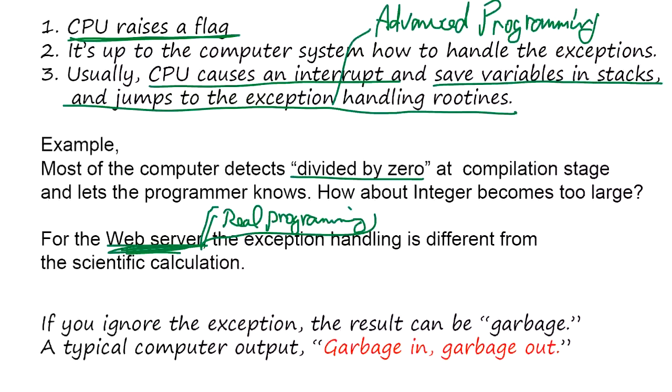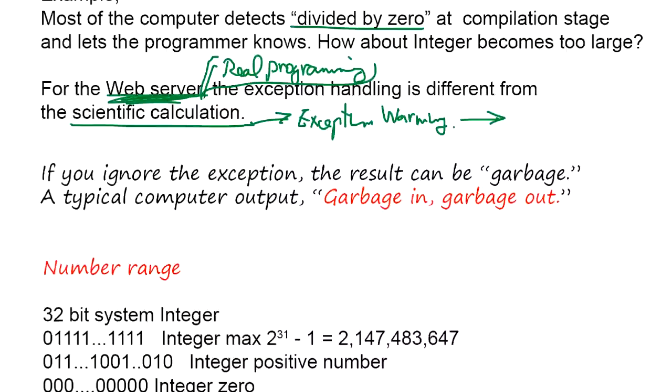In scientific calculation, we usually search for the exception warning, correct the program and rerun. But with web servers and real-time programming, you don't have the luxury to do that. So if you ignore the exception, the result will be garbage in, garbage out.